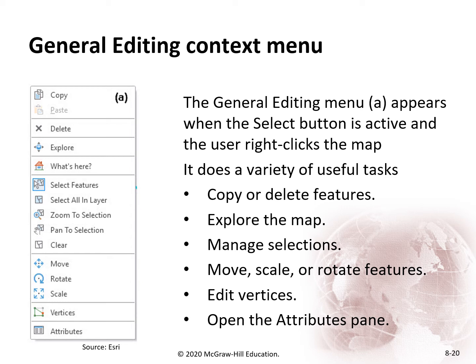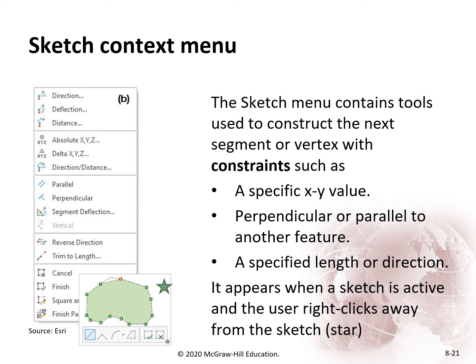The sketch context menu has the tools used to construct segments or vertices with constraints such as a specific XY or perpendicular or parallel to another feature, making things at a specific length or direction. It appears when a sketch is active and the user right clicks away from the sketch.